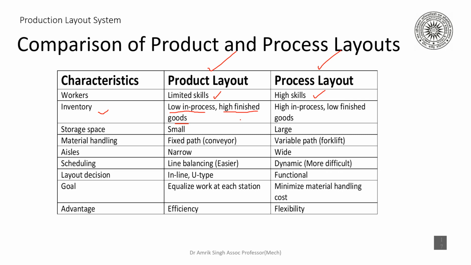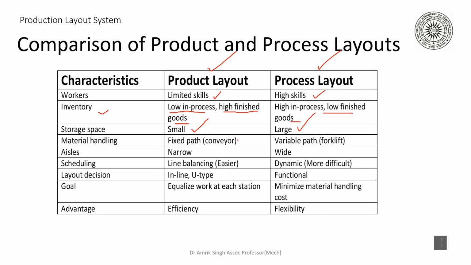there is no in-process inventory. Then in the process layout, the WIP is high and the finished goods are low. Why? Because the production time is more. So when the production time is more, that means the jobs are waiting. Okay. The storage space is small in the product type, and in the process type, a large storage space.